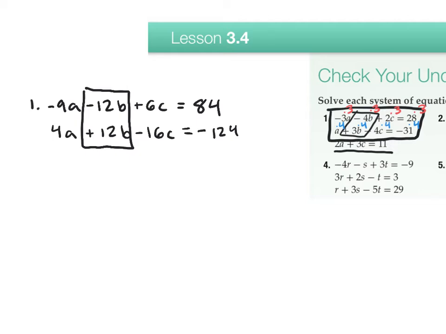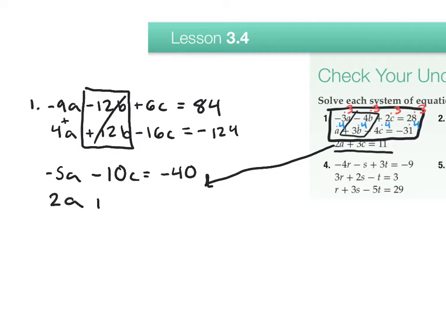All right, now we see we have that negative 12b and positive 12b, so we can go ahead and combine. So negative 9a plus 4a would be what? Negative 5a. Our 12s cancel. What is 6c minus 16c? Negative 10c. And 84 minus 124? Negative 40. So now we're going to take our third equation that already had the b's canceled out and put it right below. So we have 2a plus 3c is equal to 11.